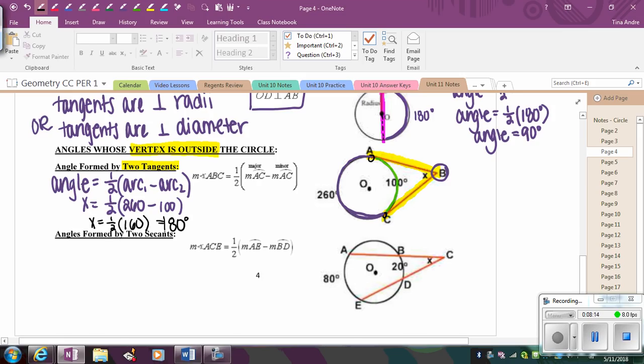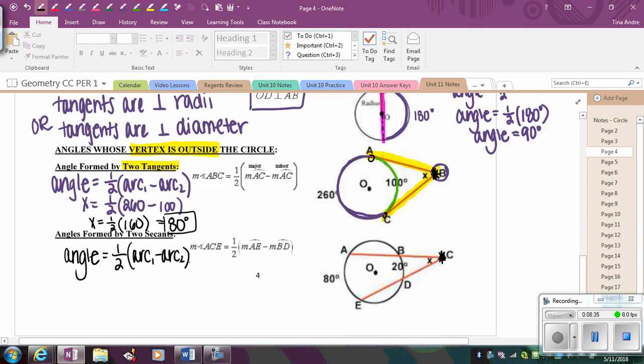So this formula will also apply to this next picture because if you look at where this vertex is, it's outside of the circle, just like this vertex B. It was outside of the circle. So since the vertex is outside of the circle, my formula is going to be 1/2 arc 1 minus arc 2.